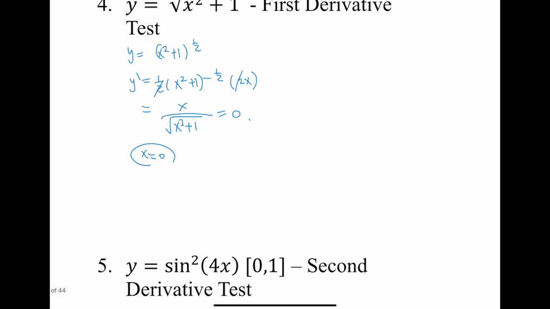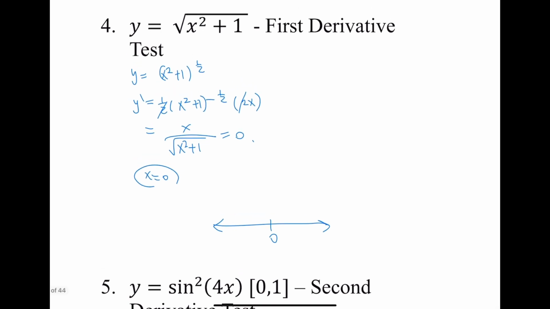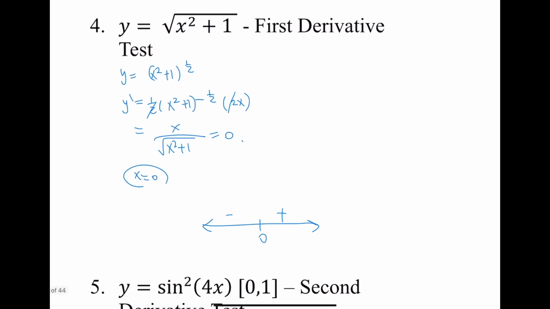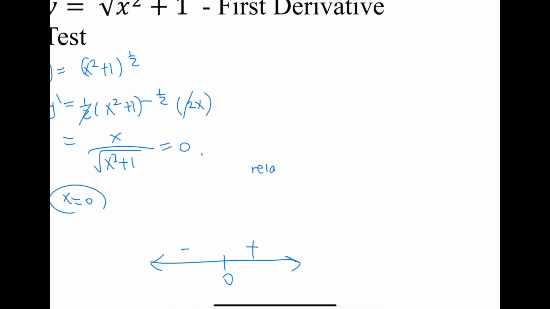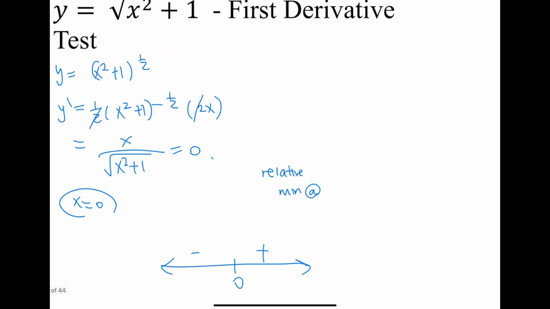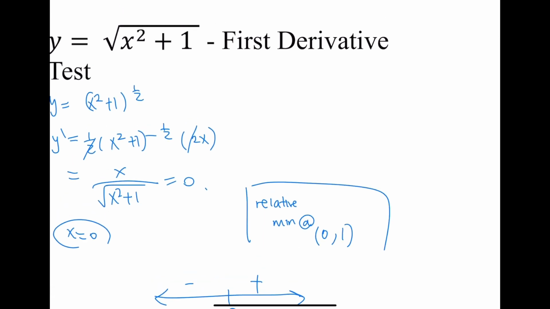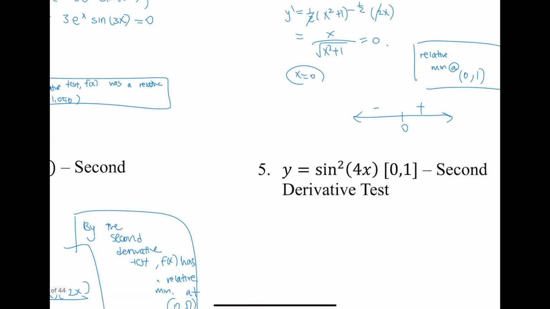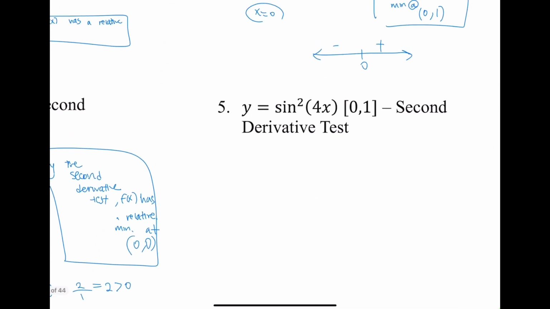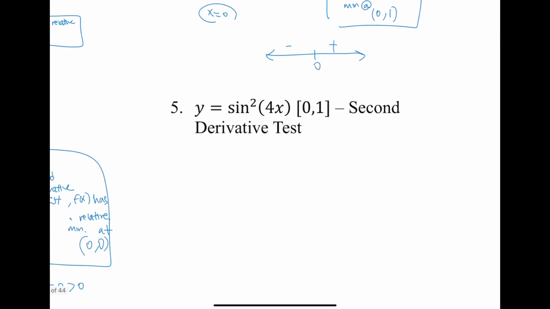Okay. Since we have a first derivative test, let's draw a sign chart. 0, and then let's plug in 1. If we plug in 1, we get positive. If we plug in negative 1, we get negative. So that means we have a relative minimum at (0, 1), right? Okay, just checking our work up until here. Okay, good.